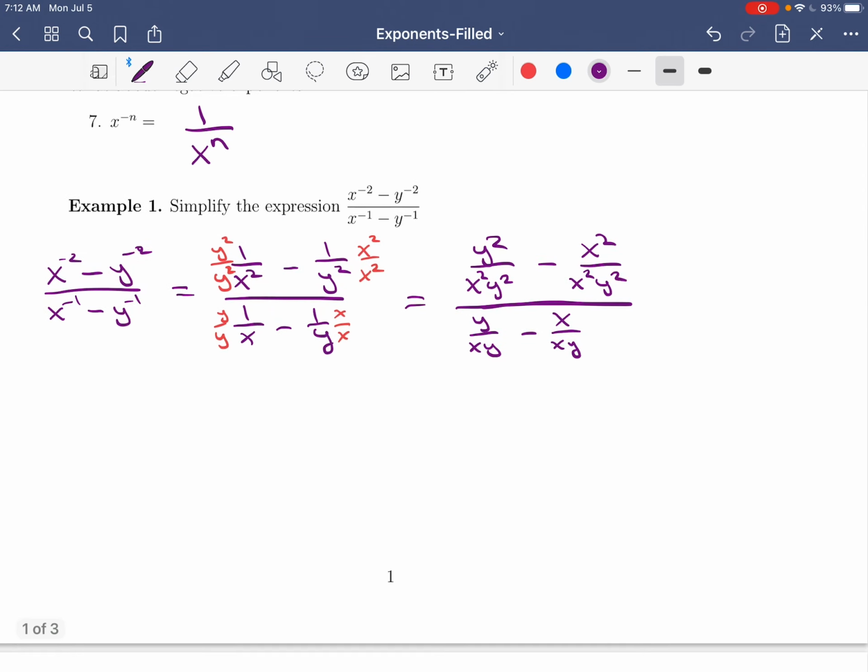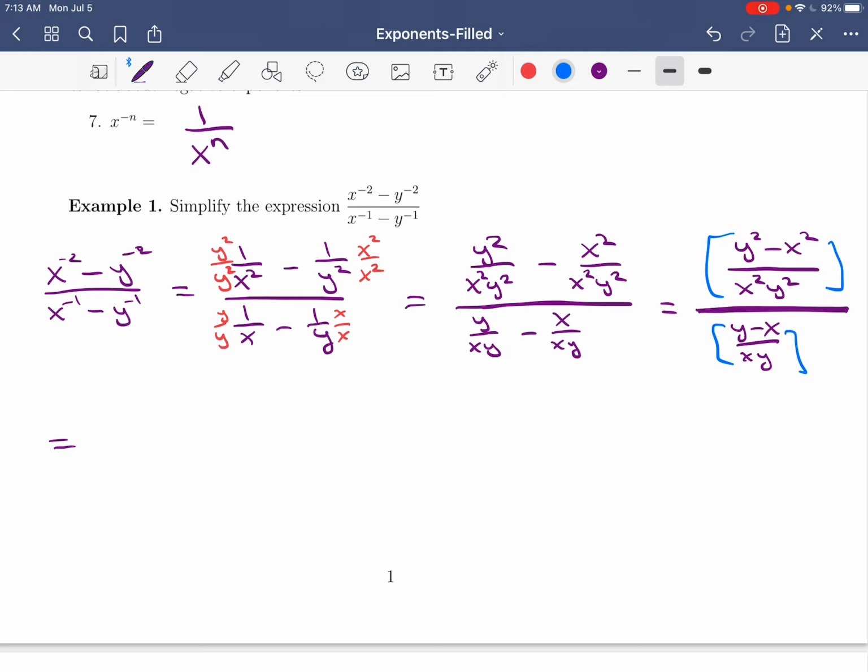And now I can make these into one fraction. So the top here is y squared minus x squared over x squared y squared. And down here I'm going to have y minus x over xy. And now I have division of fractions. So notice I have this fraction over this fraction. So I want to flip the bottom one and multiply instead. So it's going to be xy over y minus x.